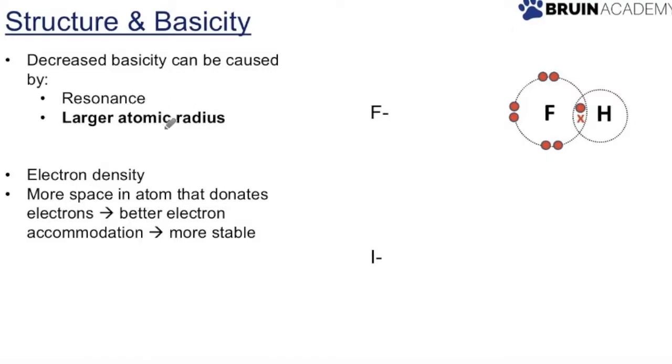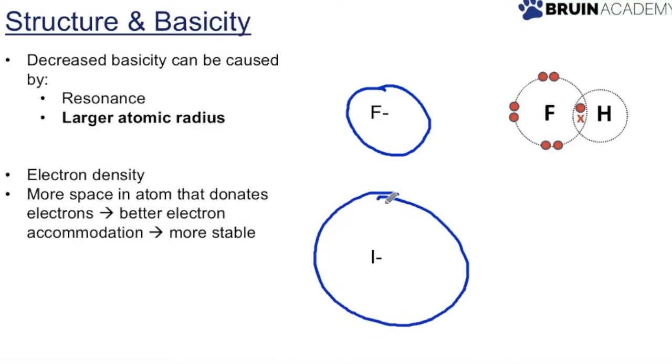The next thing we should consider is atomic radius. And atomic radius, if it's very, very large, can lead to decreased basicity because you have a larger space and the electron density can be spread out over a larger area. So if we were to compare a fluoride ion and an iodide, here's the size of fluorine, for example. Since fluorine and iodine are in the same column in the periodic table, and atomic radius increases as you go down a column, a group, you would have a bigger atomic radius in iodine.